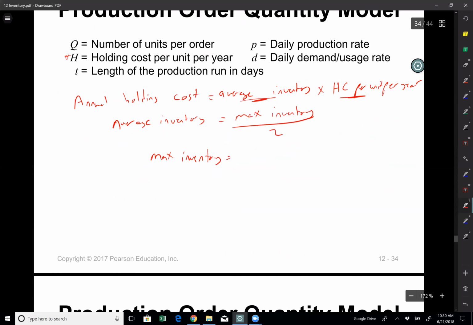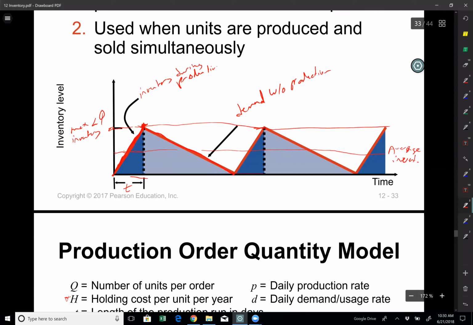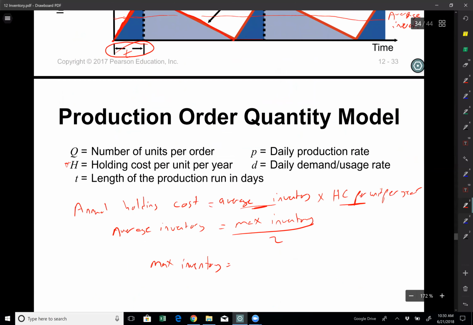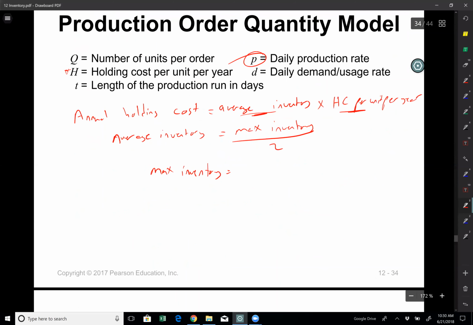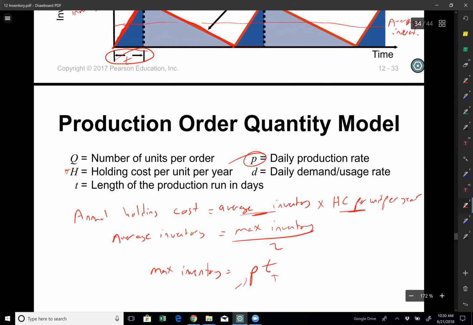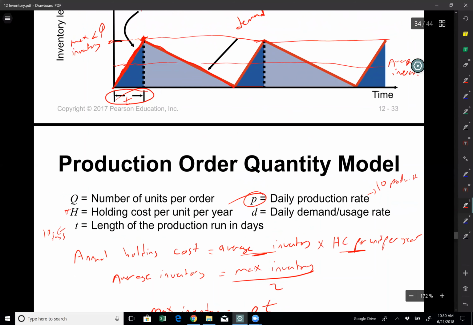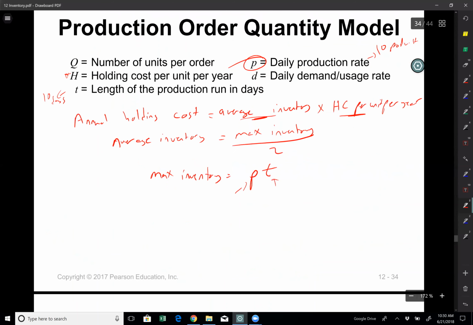So how many can I reach? As you see here, I'm producing for T time and assuming that I produce P units per day. That means that in T number of days, I can produce P times T, because I produce P number of units per day. Like for example, if the T is 10 days, and if I can produce, let's say, 10 products per day, that means that in this T time frame right here, I can produce 10 times 10, 100 units.